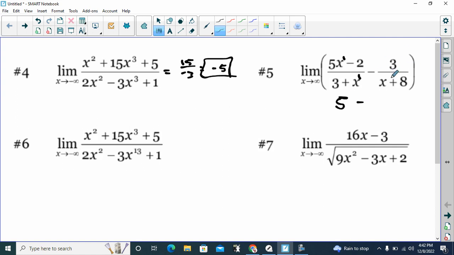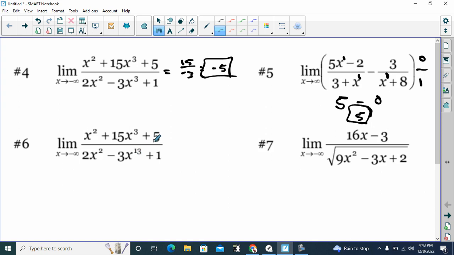Over here, the highest power of x is also 1. I don't have any x to the firsts on the top, so I'm doing 0 divided by 1, which is 0. 5 minus 0 is 0. You can either do it this way or remember the rule for horizontal asymptotes. If the degree is bigger on the bottom than it is on the top, you get 0.